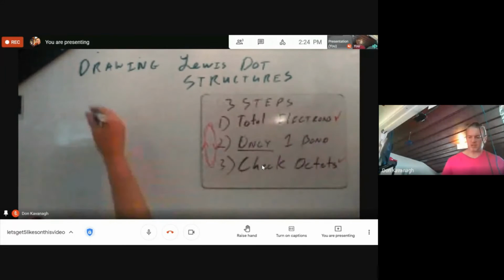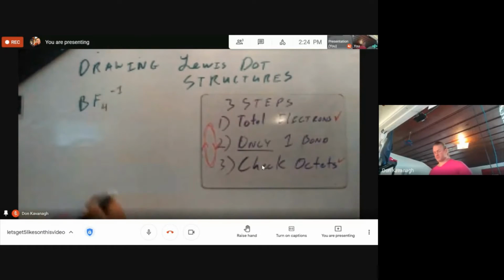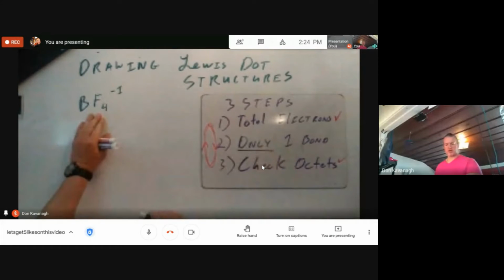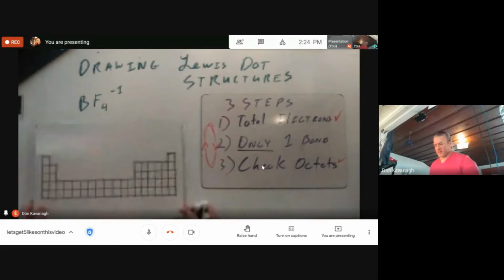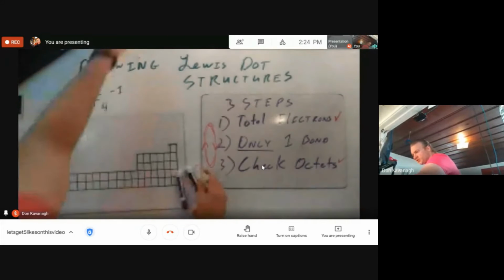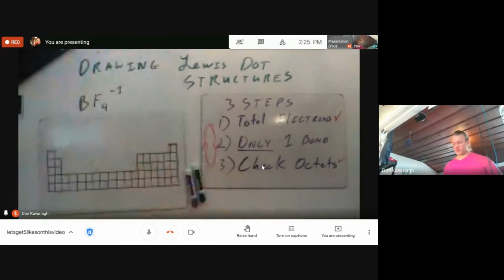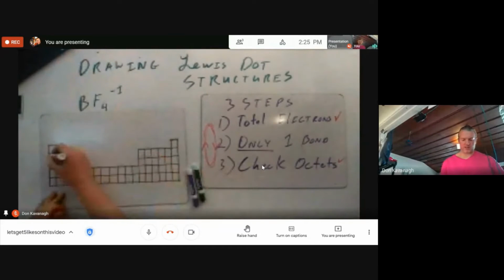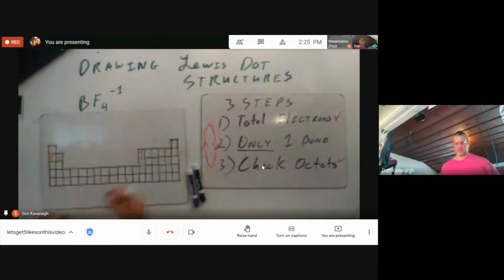We're going to do BF4 with a -1 charge. So to get our total electron count, we're going to consider the 5 atoms that are present and also the charge of the molecule. To understand how many valence electrons each atom is going to bring to the table, we're going to find that atom on the periodic table. This is boron's location on the periodic table. Take a moment and convince yourself of that.